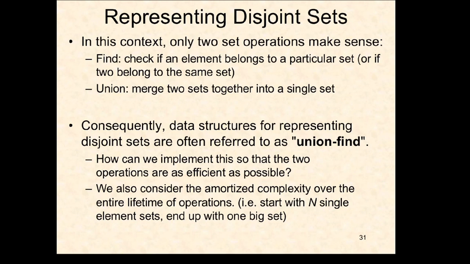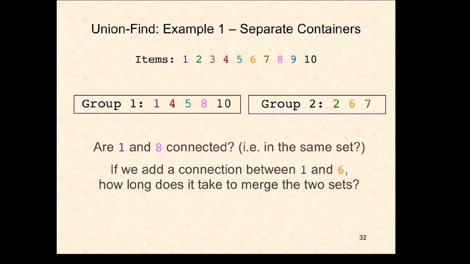So we want to know how we can efficiently implement these two operations. And we also want to consider the cost over the entire lifetime of the settlements. So we go from n single sets of size 1 up to one big superset where everybody is connected together. So we're worrying about the whole long-term complexity of going from all disjoint up to one big connected set. So first example is, what if they are separate containers? What if I have a group 1 container, a group 2 container, group 3 container, and what if I have a container to hold all the containers?